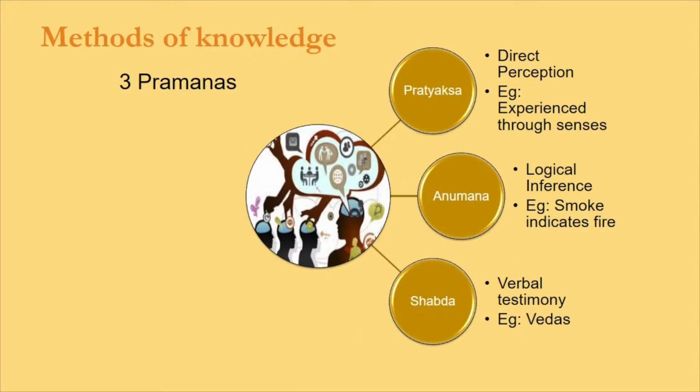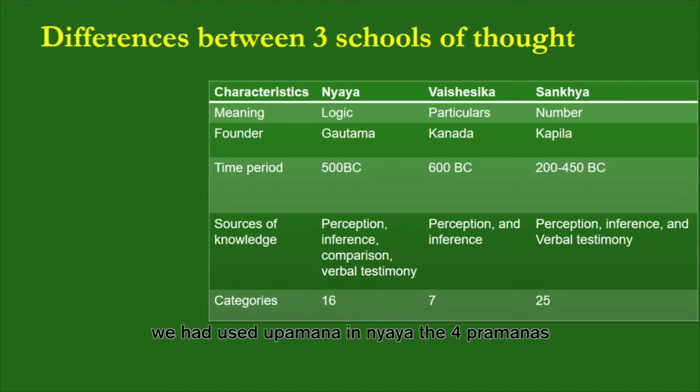And the whole understanding of this right knowledge emerged from the 3 pramanas that the Sankhya uses. What are the 3 pramanas? Pratyaksha, Anumana and Shabda. And we had used Upamana in Nyaya, the 4 pramanas. In the Vaisheshika, only Pratyaksha and Anumana are used. Here the 3rd thing is added. That is the Shabda Pramana or the Agama Pramana.